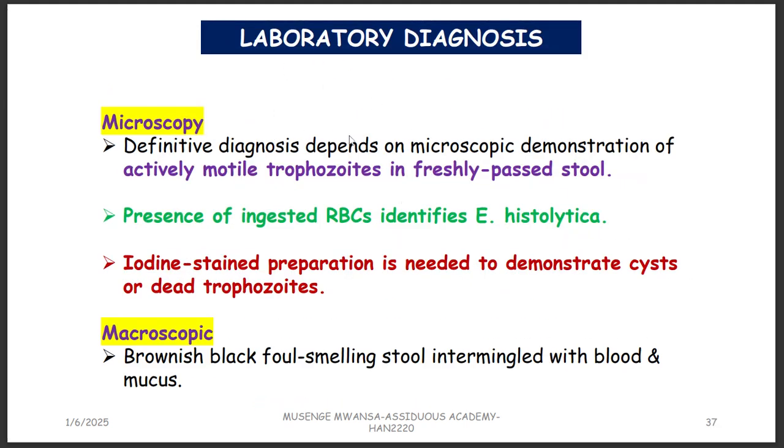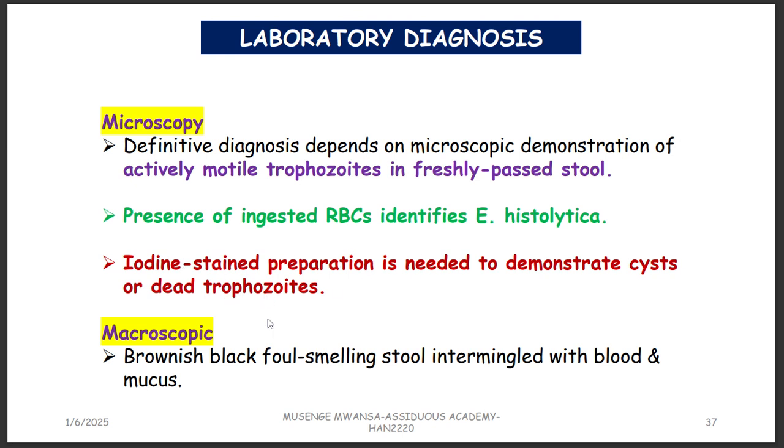So how can you diagnose if someone has got amoebiasis? You can look at the microscope. You can look at the trophozoites in freshly passed stool. You can look at the red blood cells that have been engulfed by the Entamoeba histolytica, so you can see them in the trophozoite. You can use the iodine stain preparation to demonstrate the cyst or the dead trophozoite.